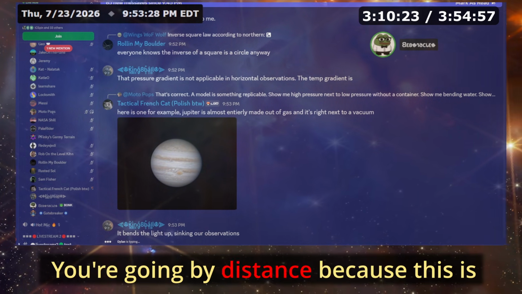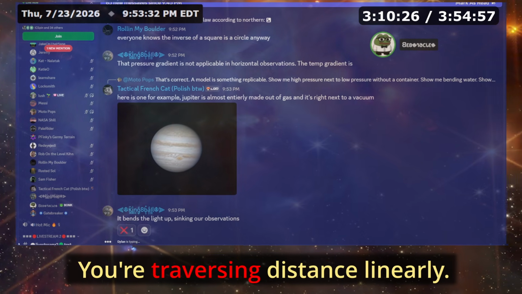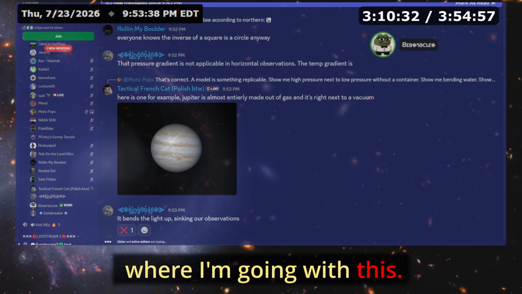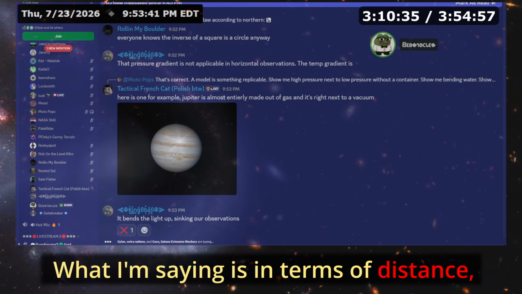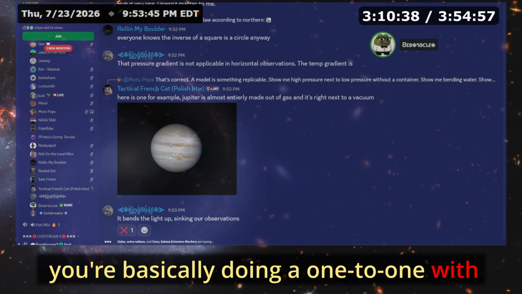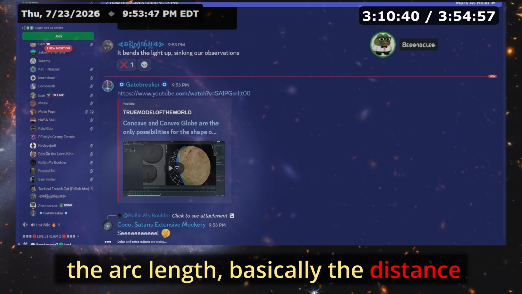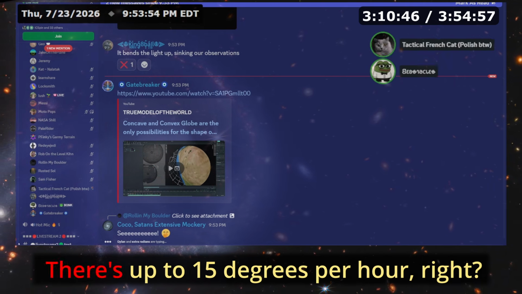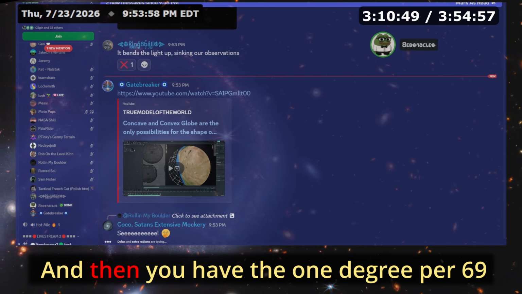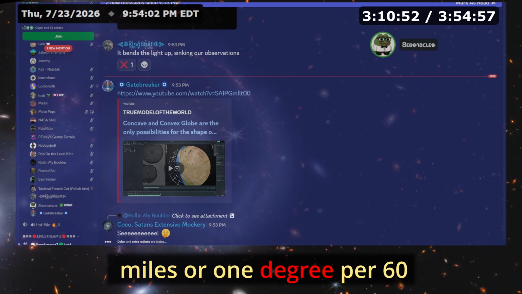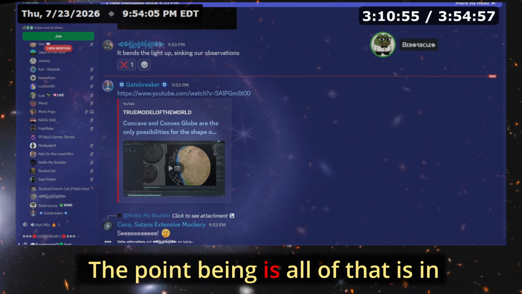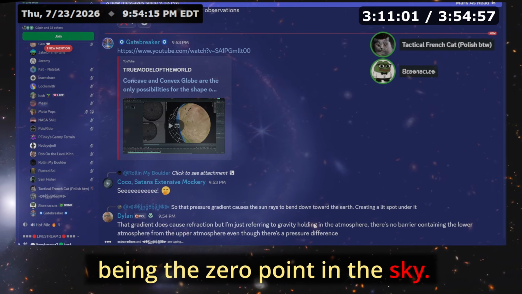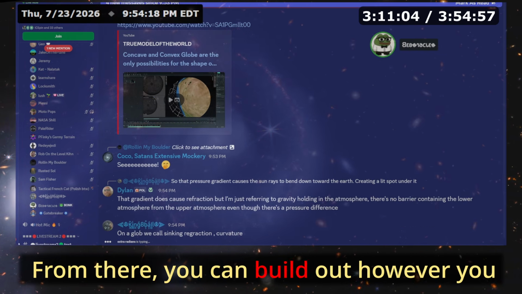Linearly. That's it. If you're going by distance, because this is what's going on, right? You're traversing distance linearly. Whether you think linearly means curved or not, that's not where I'm going with this. What I'm saying is, in terms of distance, you're basically doing a 1-to-1 with the arc length. Basically, the distance between the stars and then transposing it to the ground. And there's a relationship with that, right? There's up to 15 degrees per hour, and then you have the 1 degree per 69 miles, or 1 degree per 60 statute miles, or whatever. The point being is all of that is in conjunction with Polaris being the 0 point in the sky. That's the 0 point GP. From there, you can build out however you want to build it out.